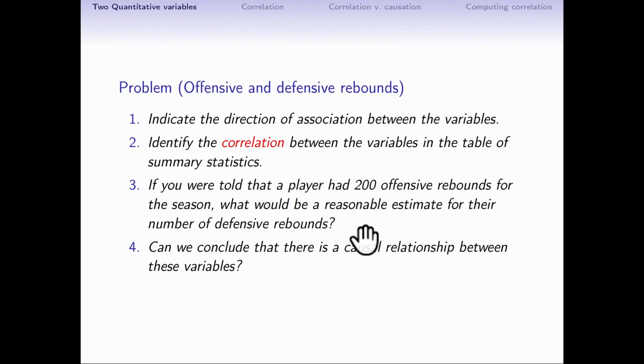Okay, if you were told that a player had 200 offensive rebounds for the season, what would be a reasonable estimate for their number of defensive rebounds?